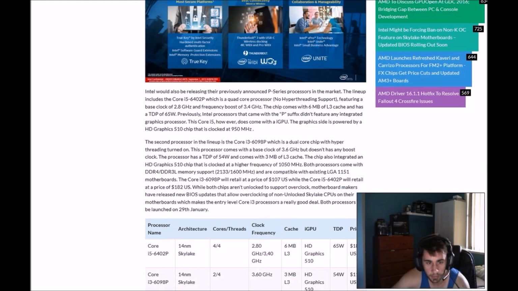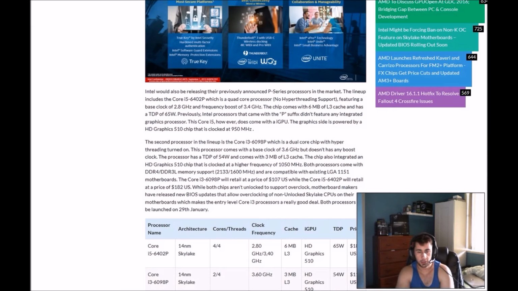The second CPU in the lineup is the Core i3-6098P, which is a dual-core chip with hyper-threading turned on. The CPU comes with a base clock of 3.6 GHz, but doesn't have any boost clock. The CPU has a TDP of 55 volt and comes with 3 MB of L3 cache. The chip also integrates an HD Graphics 510 chip that's clocked at a higher frequency of 1050 MHz. The CPU comes with DDR4, DDR3L memory support, 2133, 1600 MHz. And it's compatible with the existing LGA 1151 motherboards.